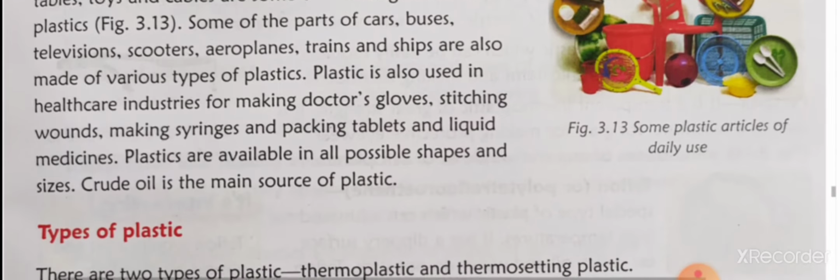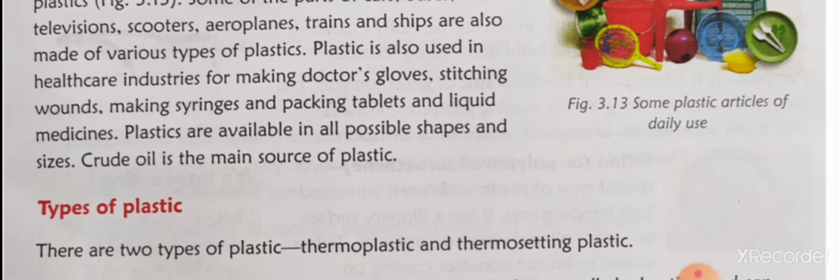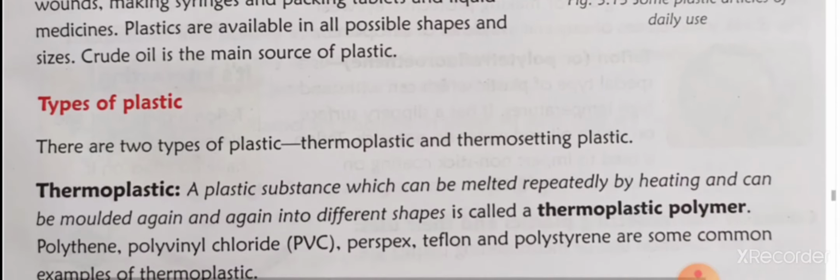Plastics are available in all possible shapes and sizes. Crude oil is the main source of plastic. So what is the main source of plastic? That is crude oil, kacha tel in Hindi. Now types: there are two types of plastics. First one is thermoplastic and second one is thermosetting plastic. We'll see the difference further.